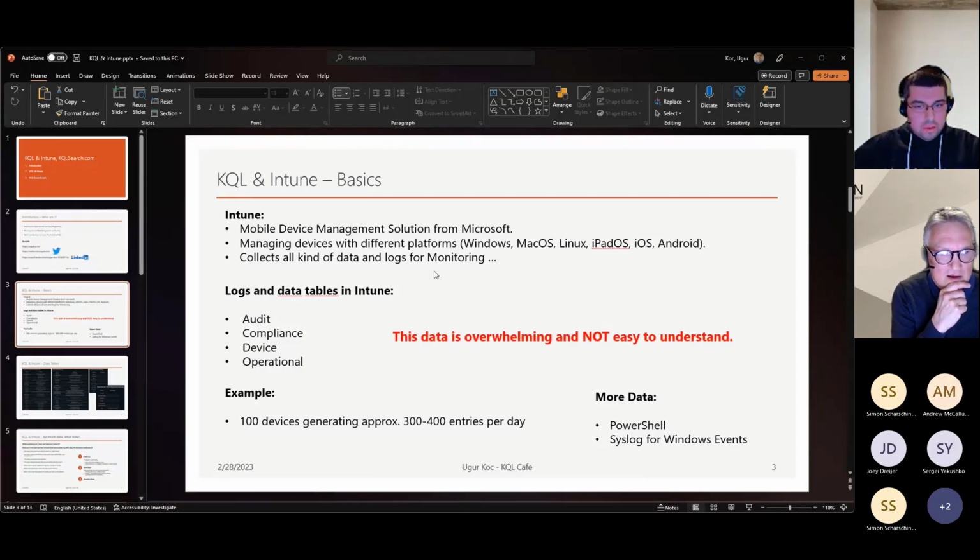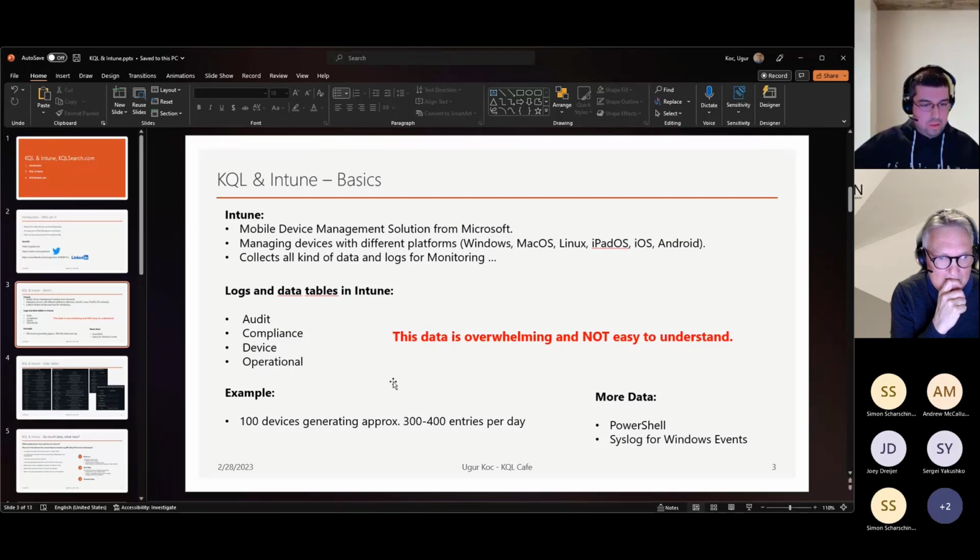We can, so there are 4 parts essentially for data tables in Intune that's being published for us to look into. Those are audit, compliance, device, and operational data tables. And as I also wrote here on the right side, this data can be or will be overwhelming at first sight because it's not filtered, it's not sorted, and you really have to know what you're searching for. You will never find it. And it's really not easy to understand because it's just so much and overwhelming.